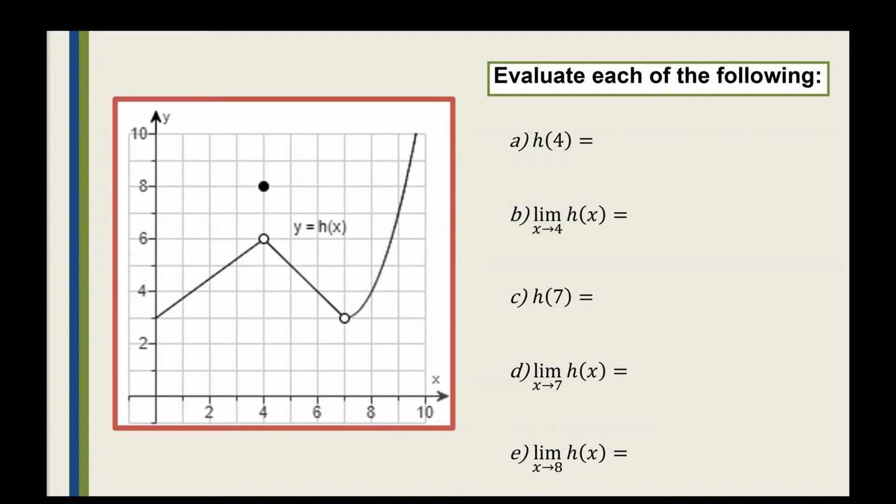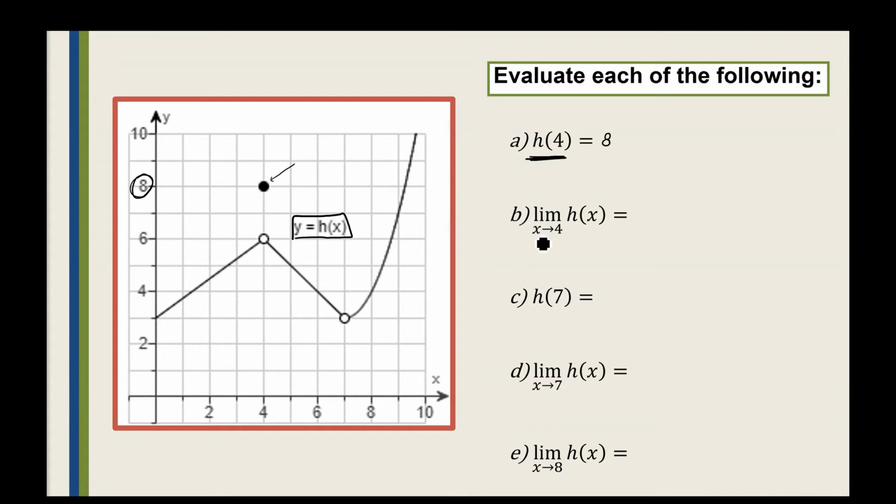And if we look at another example of evaluating limits using a graph, here we're given the graph of a function y equals h of x. And then first we're asked to find h of 4. Well, remember, h of 4 is the function evaluated at 4. And so on the graph, if you look, you see when x is equal to 4, the function is actually defined to be 8 because we have this closed circle here. So h of 4 is equal to 8.